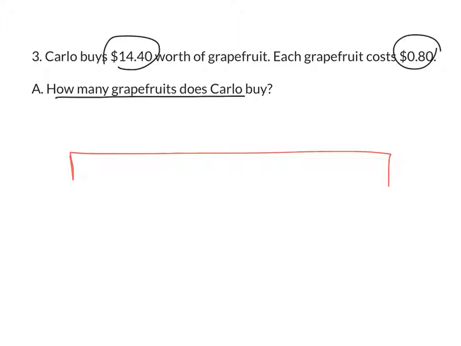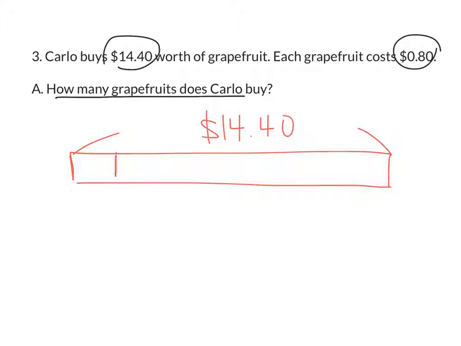This piece of tape here represents all of the money Carlo spent on grapefruits. What should I label it? Okay, $14.40. That's what he spent altogether. Here is one grapefruit. How much did this grapefruit cost? 80 cents. Here's another grapefruit. How much does this grapefruit cost? 80 cents. Do I know how many times I can divide it up? No. That's what I'm trying to find. I'm trying to find how many times there are.